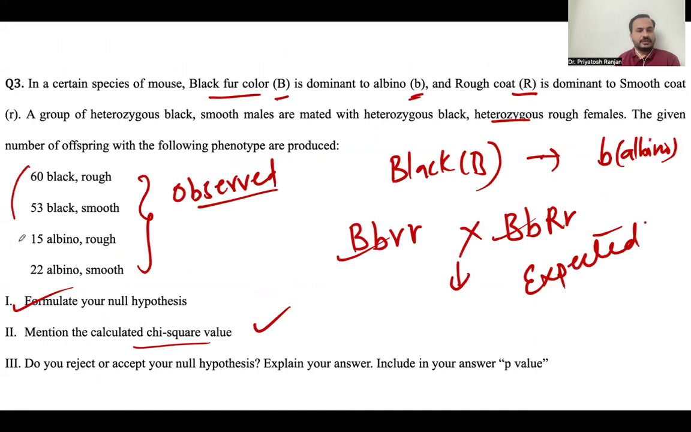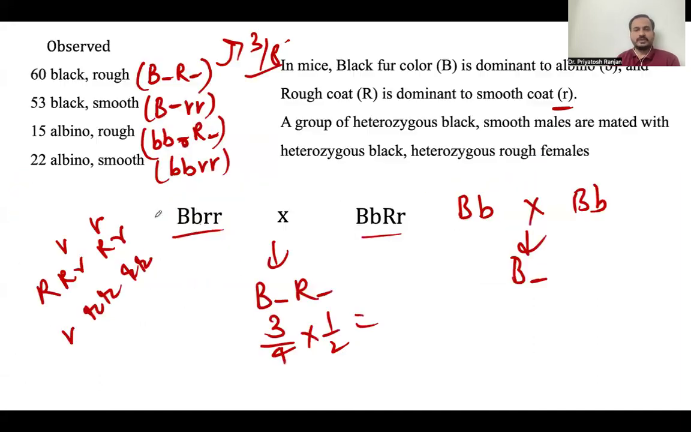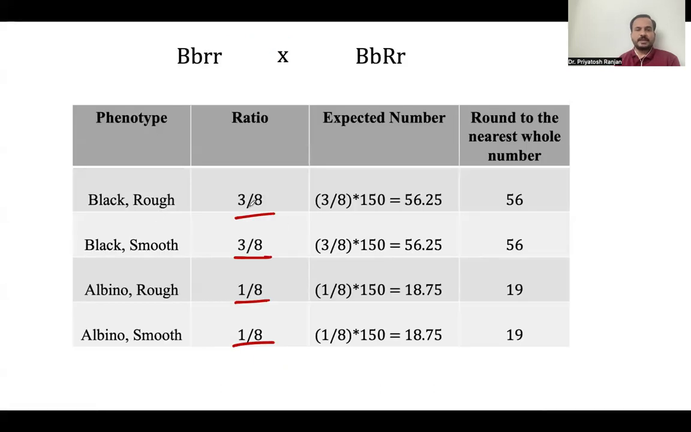If you add all these species, you'll get 150. Now, 3/8 fraction of what? 150, which is going to be 56.25. Again, you need to be smart enough to round it to the nearest whole number. So I have considered 56 in both cases and 19 because the first number after the decimal is more than 5. I hope this is clear to each and every one of you.